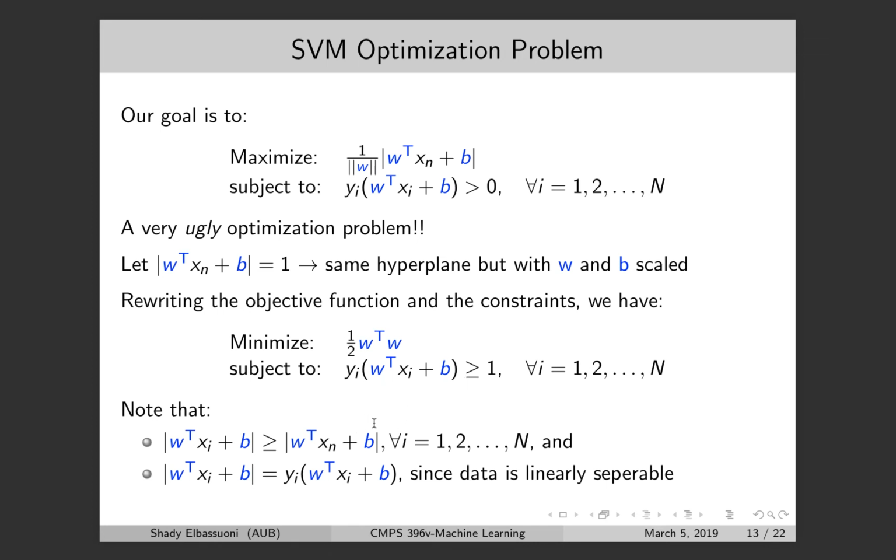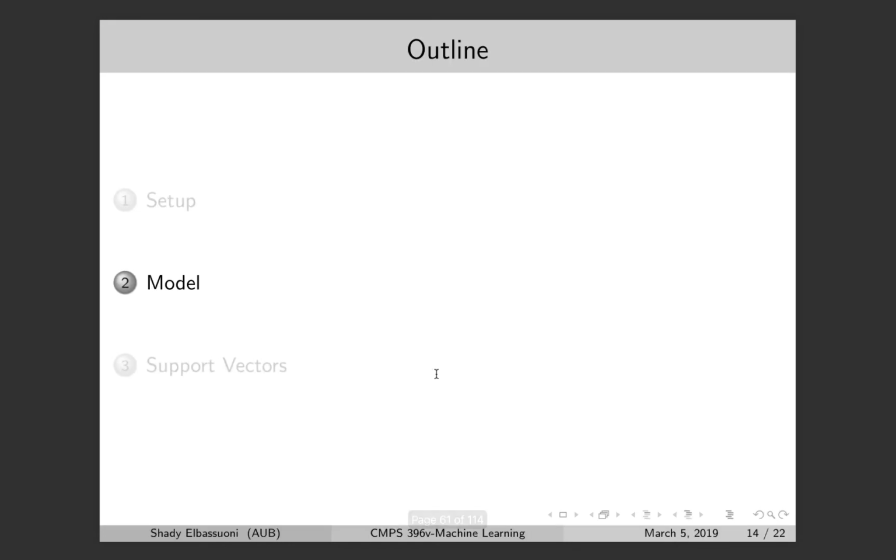That's the first observation. The second observation is that the absolute value of W transpose xi plus B is equal to yi (W transpose xi plus B), because the data is linearly separable. So this is greater than 0, and so it's the same as the absolute value of W transpose xi plus B. From these two observations, we get that yi (W transpose xi plus B) is greater than or equal to 1.